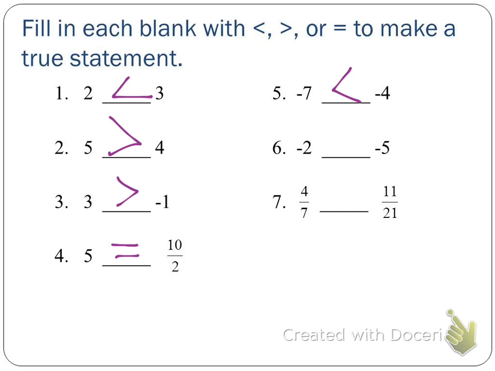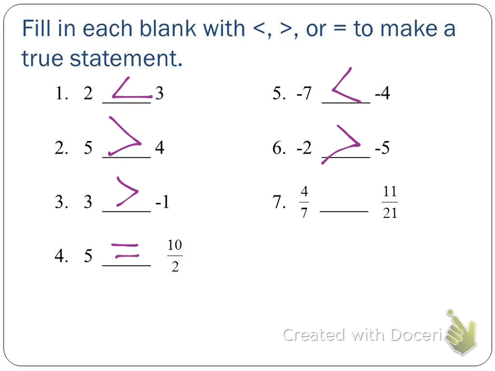Okay, number 6. Negative 5 is less than 2. Negative 2 has more value. Yes, if you were going to owe someone $2 or owe them $5, you'd rather owe them $2.